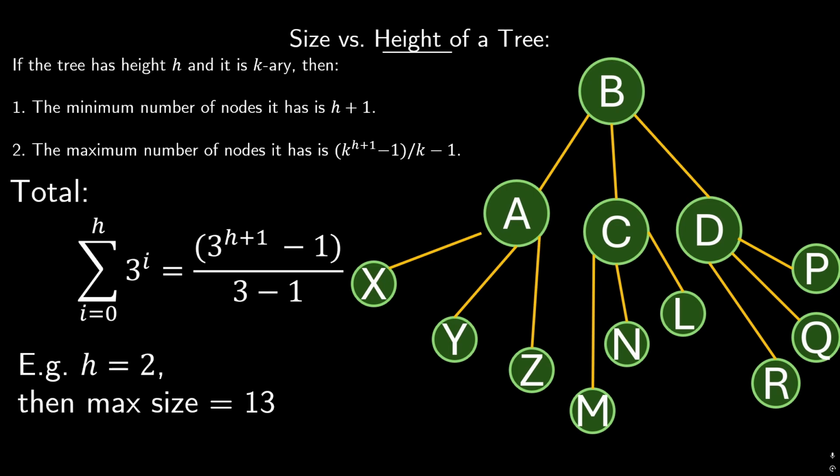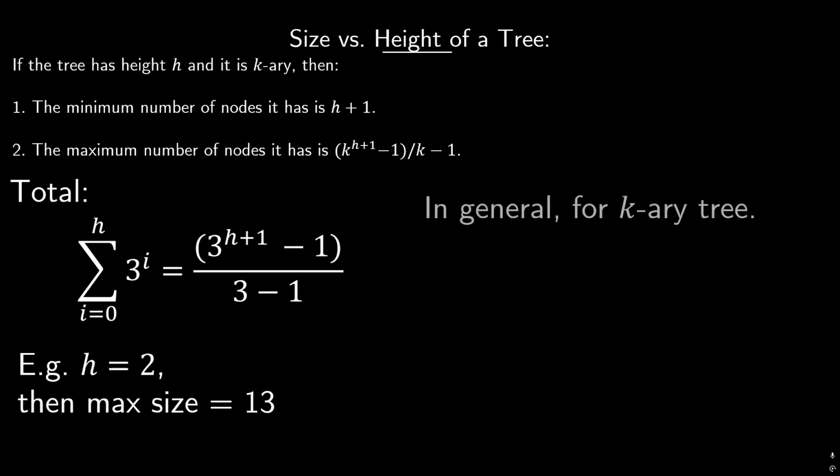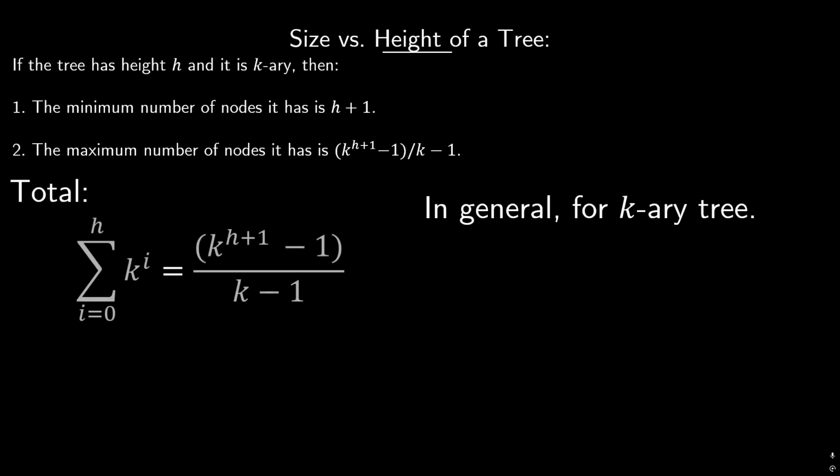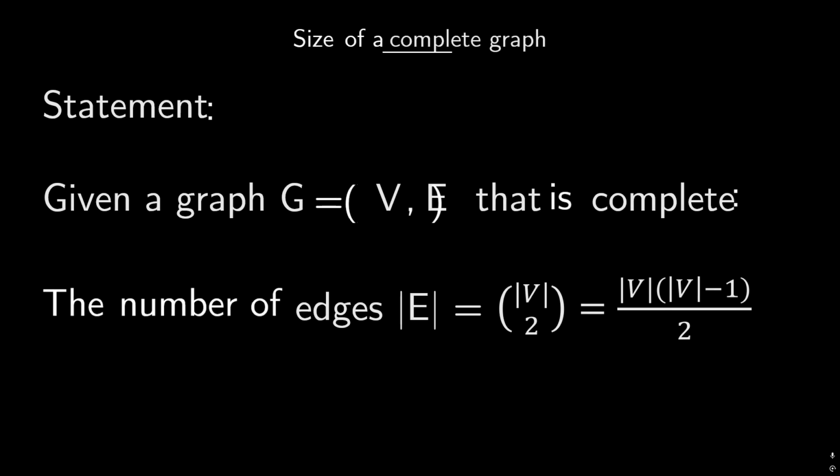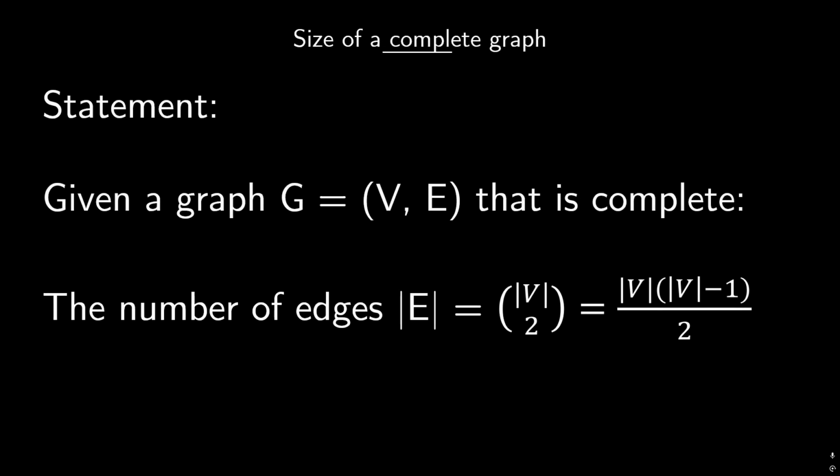Okay, so what about in general? Because we've done this for a ternary tree, but what about in general for other trees? In general, for a k-ary tree, instead of putting 3 to the power of i everywhere, we can swap this out to be k to the power of i. And then the formula becomes k to the power of h plus 1 minus 1 divided by k minus 1. Okay, so that's a theorem counting the number of nodes in a tree versus the height of the tree. That's also very useful for algorithmic analysis.